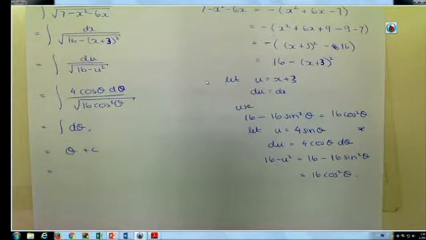But we can't leave it like that because that kind of bad manners will cost you about 3 or 4 marks in the exam. Or maybe not 3 or 4, maybe 2 in this one. You have to change it back to an x.